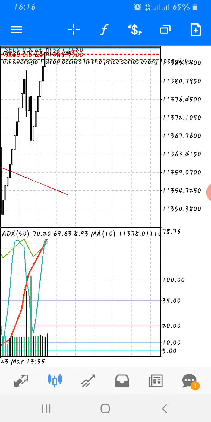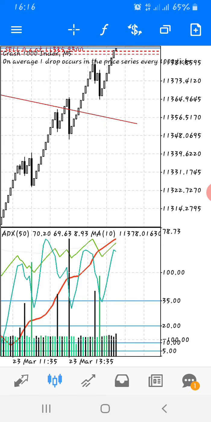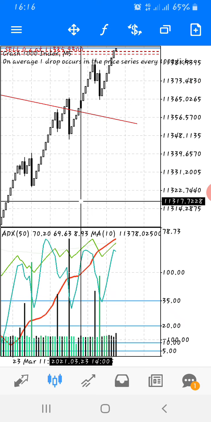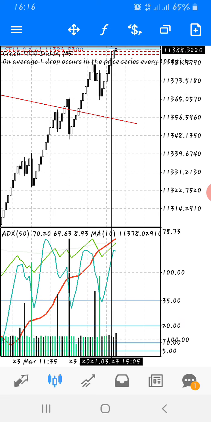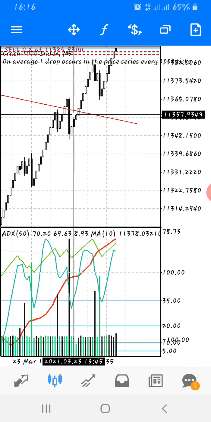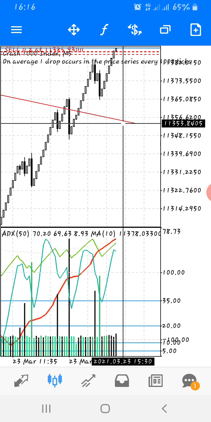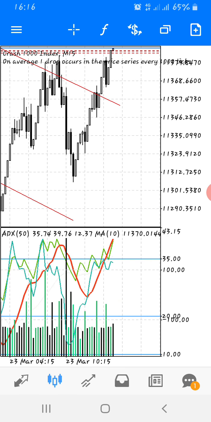We're trying to look out for support and resistance levels. What we are waiting for now, if you look at the 5 minute time frame, is a pullback, just like this. We're waiting for a pullback, and that will be our spike. So, guys, we're waiting for that.